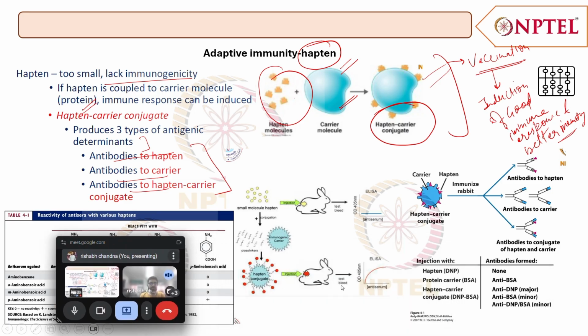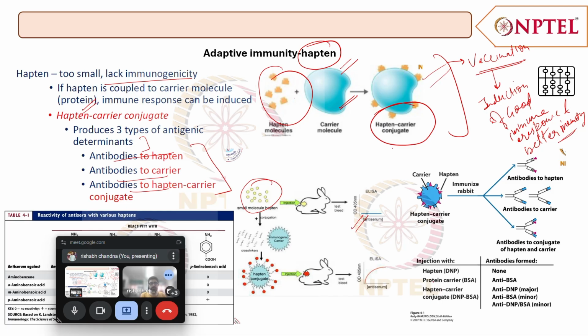This is the diagrammatic representation of how a hapten can lead to the immune response. As you can see here, these are the haptens when they are given to a rabbit, and then we test for the increase in the antibodies in the serum. None of them increased. But when conjugated with the carrier protein, it leads to an increase in the antiserum, the increase in antibody production. This leads to the production of antibodies against the hapten, against the carrier protein, and against both the hapten and the carrier protein in conjugation.